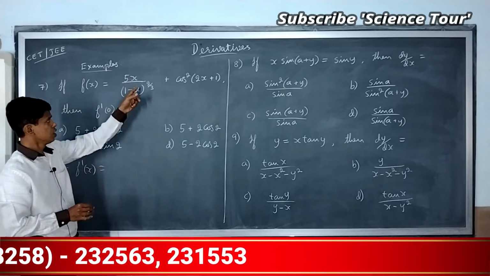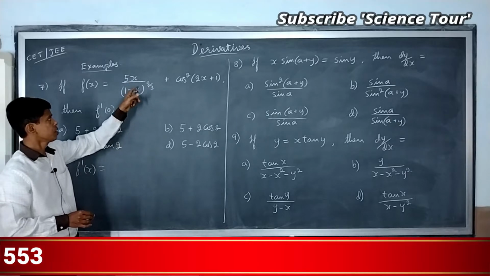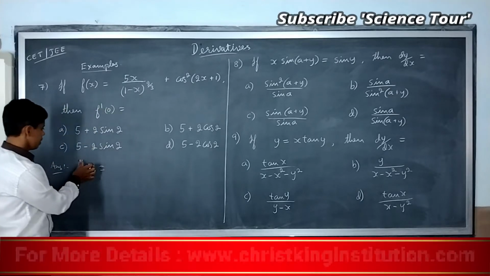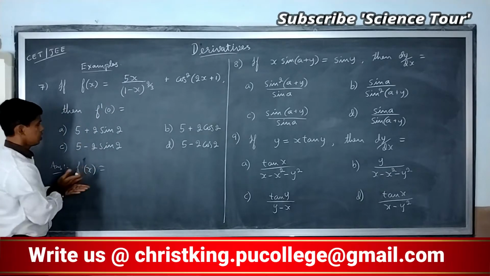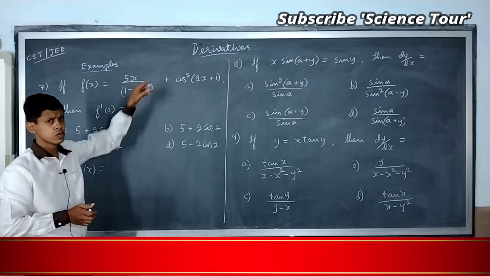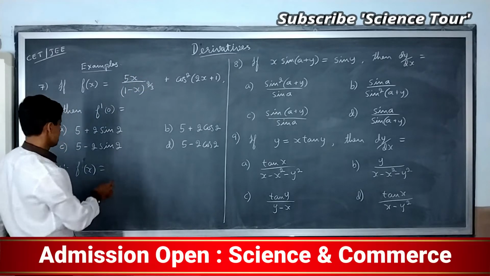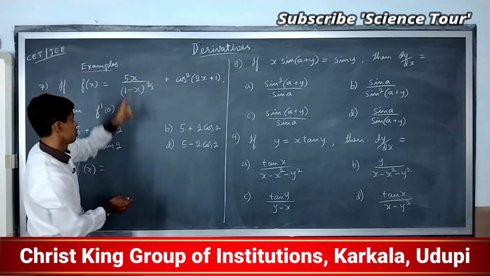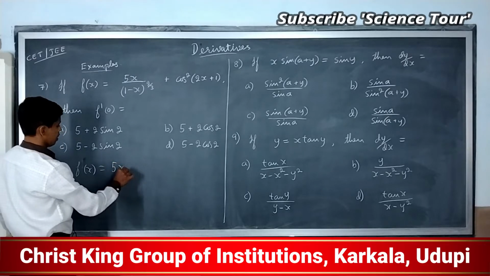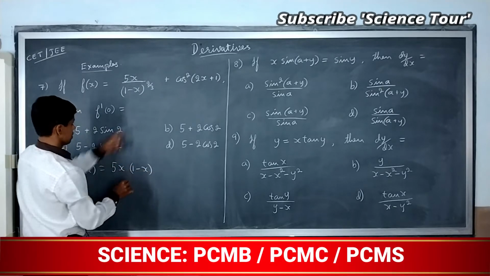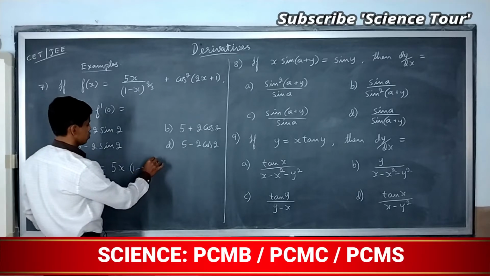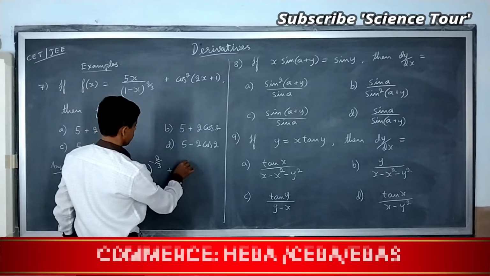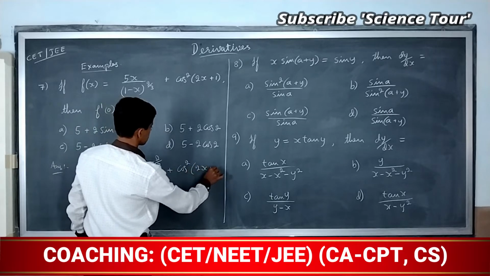First of all you have to use the quotient rule. One thing, if you want to avoid the quotient rule, then you just take this to the numerator and you can use the product rule. So I hope the product rule is easier. So let me rewrite this f of x by just shifting this to the numerator. So 5x and then 1 minus x to the power minus 2 by 3, yes. And then you have got cos square 2x plus 1.